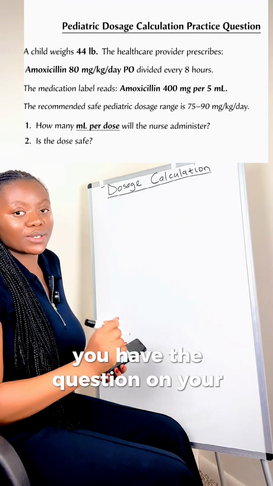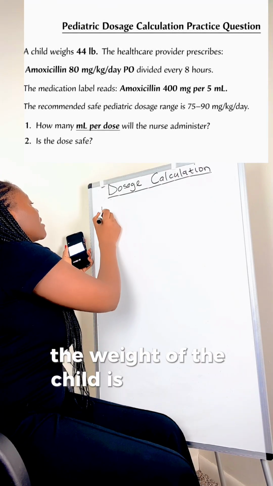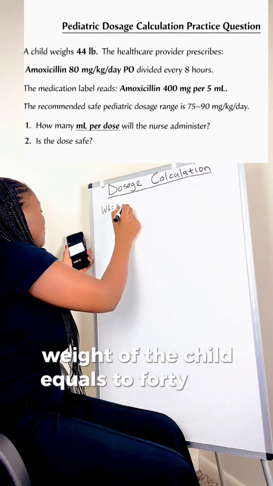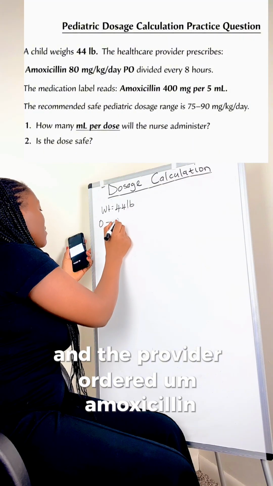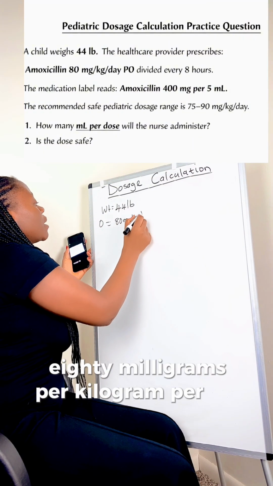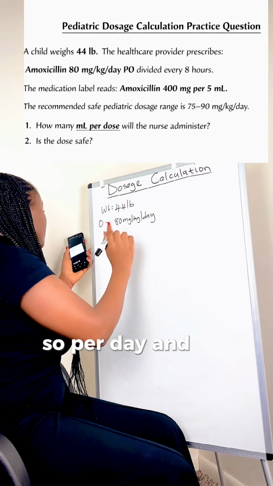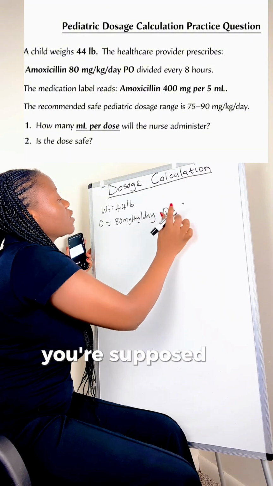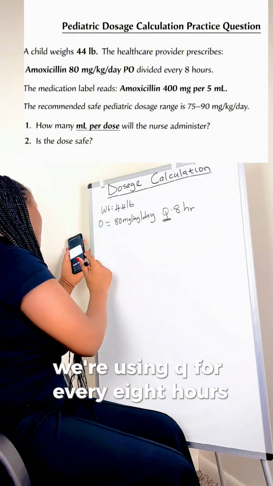You have the question on your screen, and I'm going to read it from my phone. The weight of the child is 44 pounds. Weight of the child equals 44 pounds. And the provider ordered amoxicillin 80 milligrams per kilogram per day. Sorry, per day. And it is supposed to be divided over 8 hours. Okay, you're supposed to give it over 8 hours. We're using q for every 8 hours.